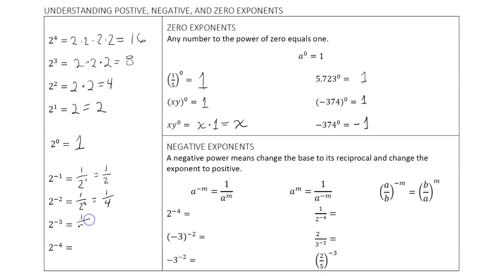2 to the negative 3 is 1 over 2 to the third, or 1/8. 2 to the negative 4 is 1 over 2 to the fourth, or 1/16. By doing this, we keep the pattern that we had before, that every time we go down by a power, we divide by the base. 2 to the negative fourth, as we already said, is 1/16.